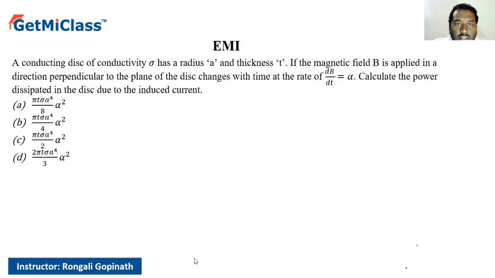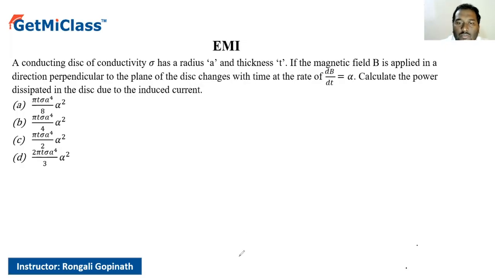A conducting disk of conductivity sigma has a radius A and thickness T. If the magnetic field B is applied in a direction perpendicular to the plane of the disk, and changes with time at the rate of dB by dt equal to alpha, calculate the power dissipated in the disk due to the induced current.